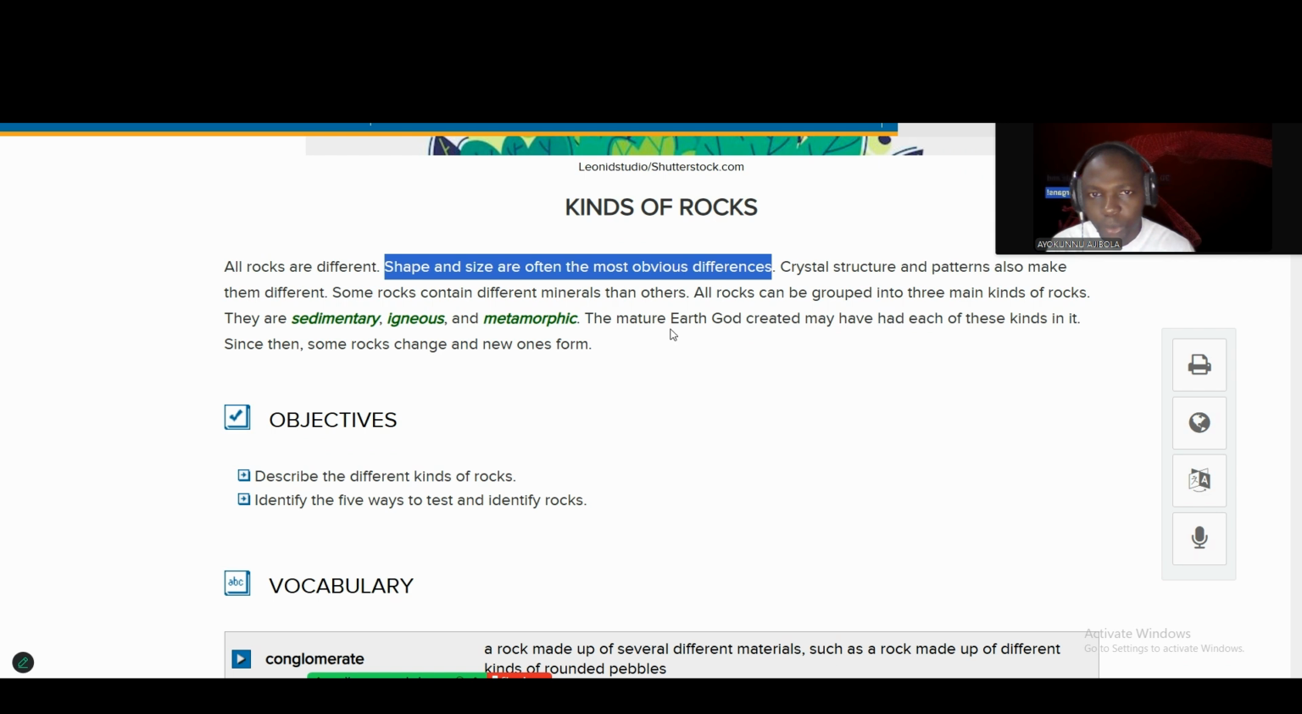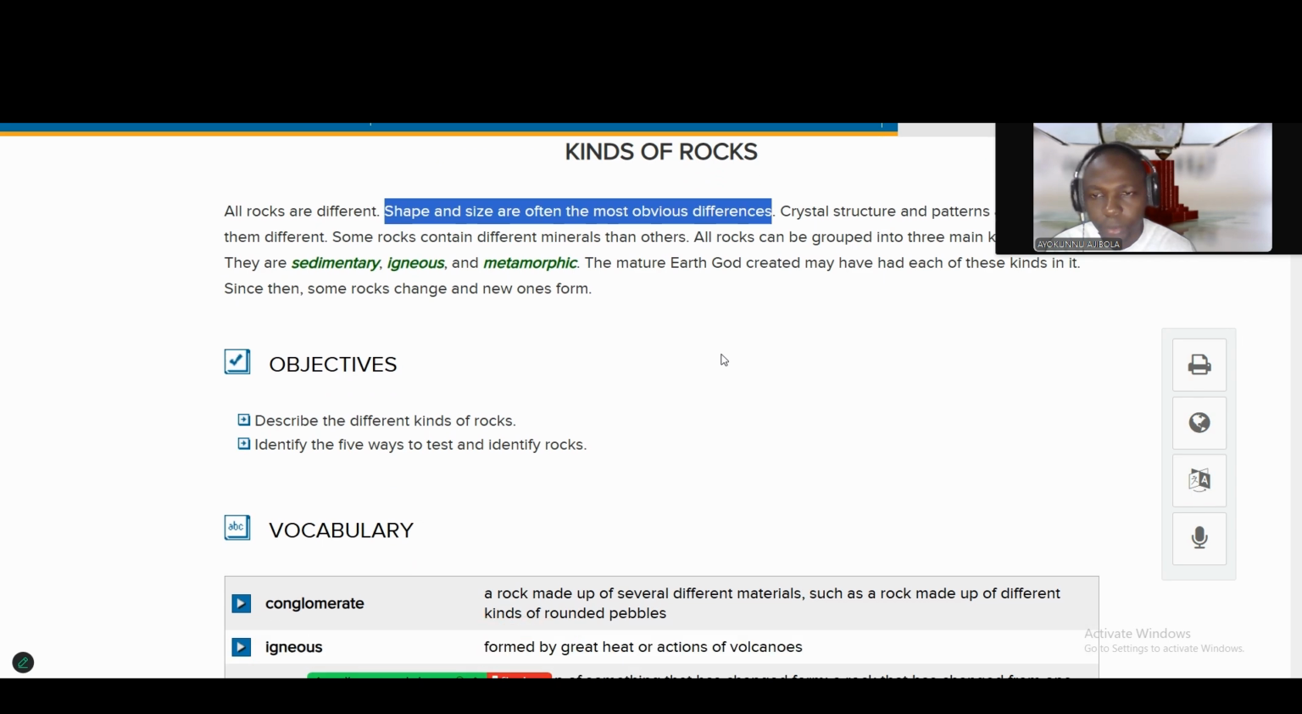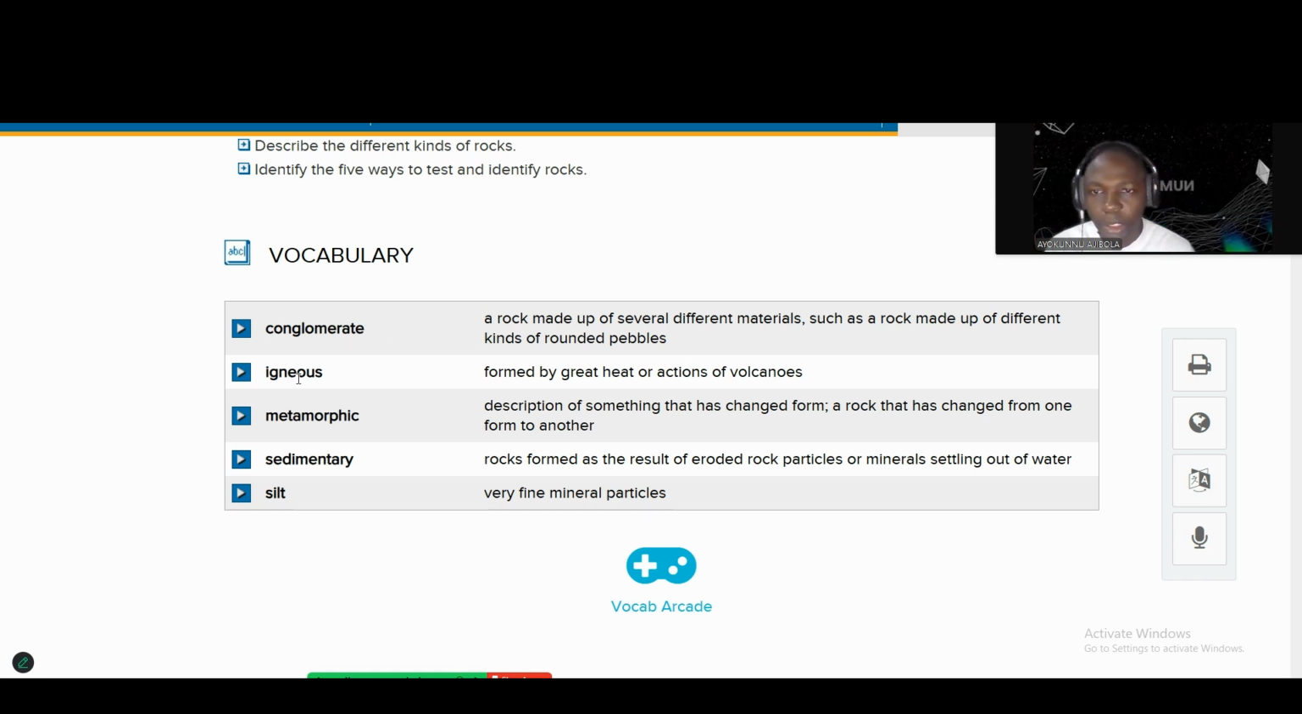So the mature earth God created may have had each of these kinds in it. Since then, some rocks change and new ones form. Now, conglomerate is a term that we must know. It means a rock made up of several different materials, such as a rock made up of different kinds of rounded pebbles. That's conglomerate.